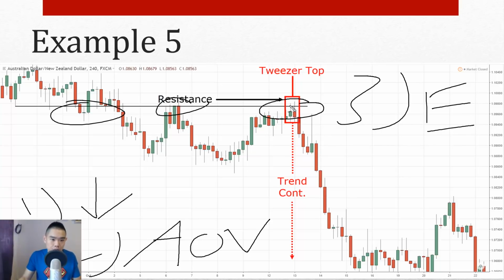As you can see, the price rejected the highs over here one time. Then it rejected here a second time, and finally closed near the low. So this is a tweezer top bearish reversal pattern. Traders can look to go short.